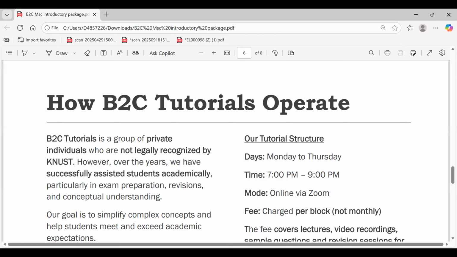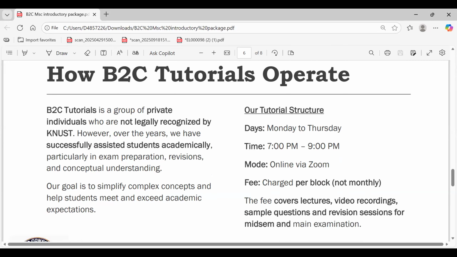And someone may ask, why am I paying this? What are the benefits I intend to get after paying? So you have lecture videos, recorded videos that we've done over the past 3 years. We also have sample questions and then revision. This is very, very crucial. This is what distinguishes B2C from, let's say, our other competitors.